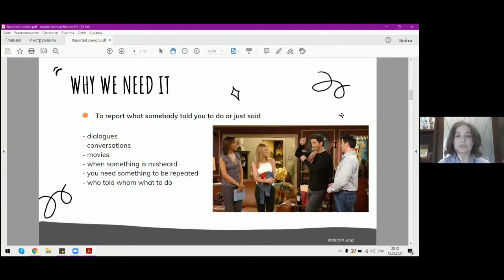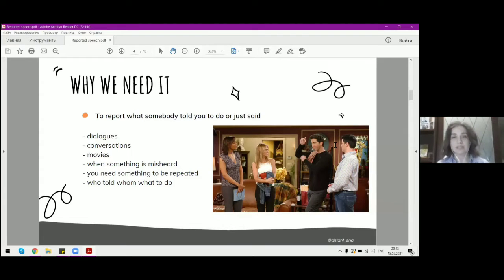We need something to be repeated at school, when you are studying something, when you're asking your teacher or maybe your classmates because you're embarrassed to ask your teacher. It's about reported speech. Who told whom what to do? It's about commands, it's about orders. Yeah. How exactly to tell you what to do? He told me to fasten my seat belts because we are flying. Something like that. So this is the usage.